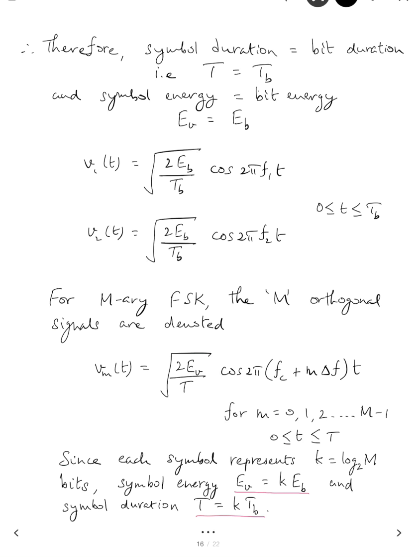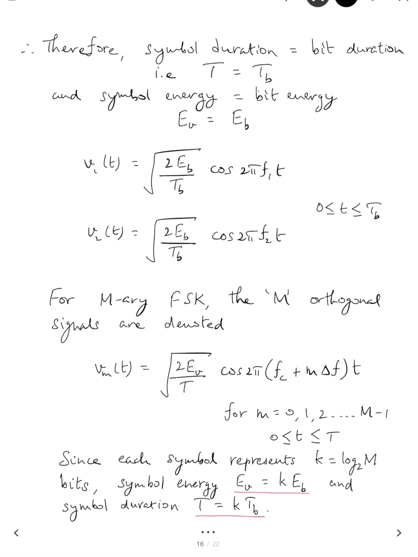Okay, so basically for the binary case, the general equation is EV and T, but for the binary case, the energy EV becomes equal to the bit energy, and the duration T becomes equal to the bit duration, which we call TB, right? So we have the same equation just with the energy and duration represented in terms of the bit energy and bit duration.